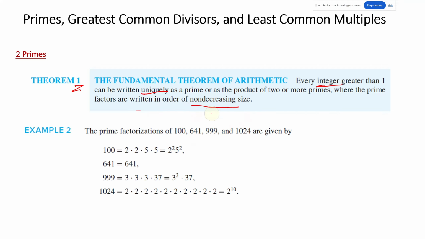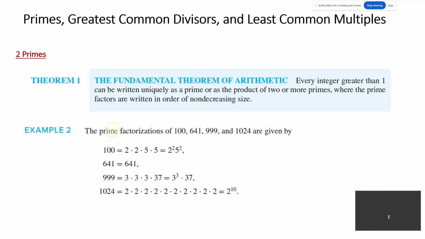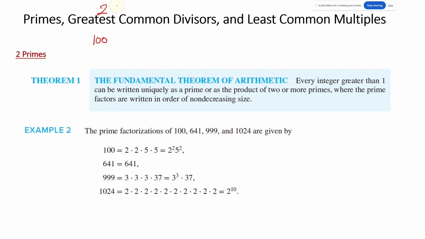Non-decreasing size means increasing. So let's have a look. Let's say we have this number 100. Now I would like to find out what the prime factorization of 100 is. Well, basically what I have to do is try to divide this number by the primes. So what are the primes? We've said that we have 2, we have 3, we have 5, we have 7. These are the ones that we've seen.